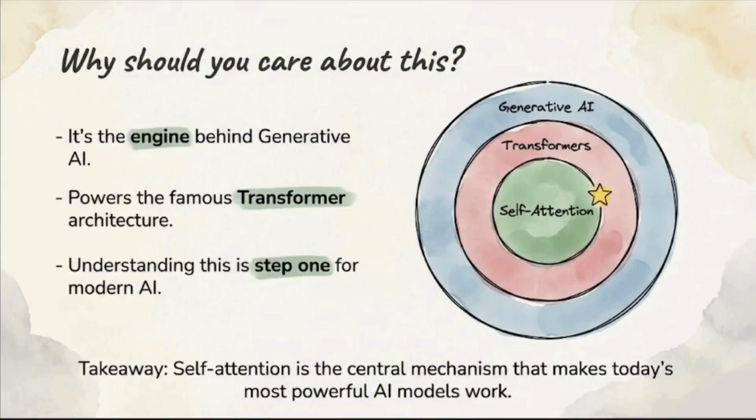Self-attention is important because it is the main idea behind transformers. Transformers are used in many AI models, for example chatbots, translation, summarization, and more. If you understand self-attention, then transformers become easier to understand. It is like understanding the engine first before learning the whole car.